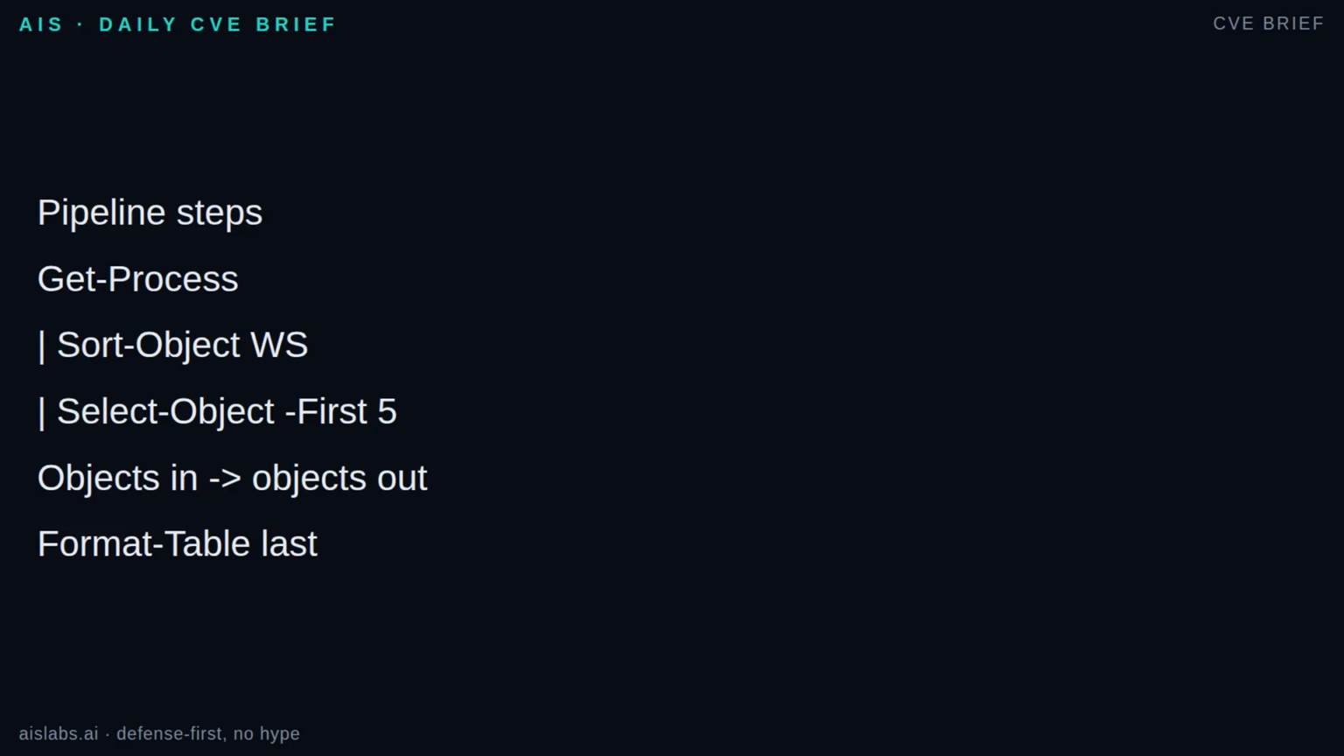Small warning, that command sorts ascending, so it shows the 5 smallest working sets. For the top memory consumers, use Sort-Object WS -Descending, then Select-Object -First 5. Notice what you did not write. No regular expression, no substring positions, no awk.